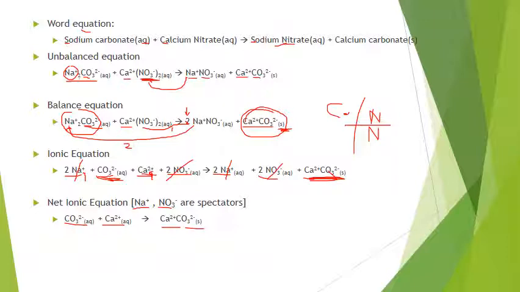So no half reactions, okay, because there's no exchange of electrons. So if you notice here, there's no exchange of electrons. Everything keeps its charges. So nothing loses or gains its charges here. Na plus is still Na plus. Carbonate is 2 minus and so forth.